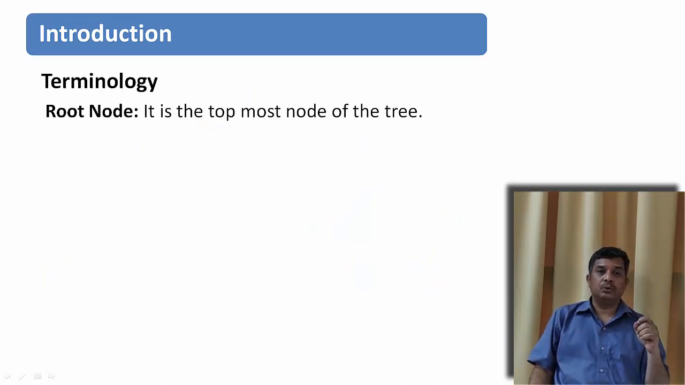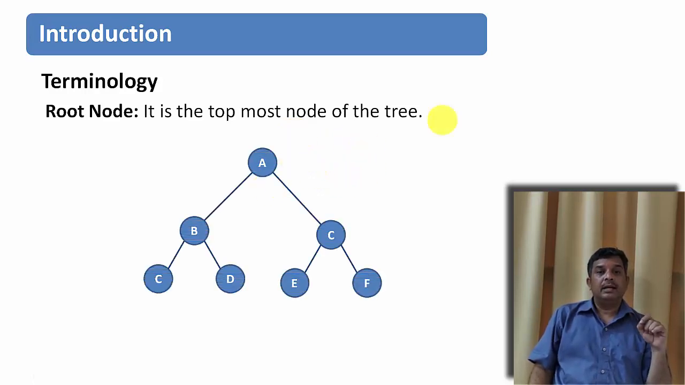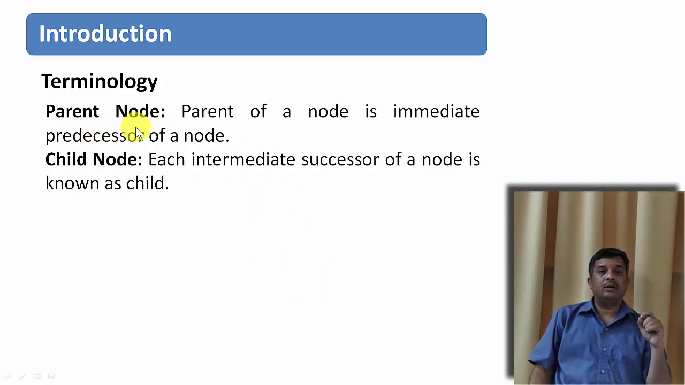Then what is a root node? The topmost node is known as the root node. Now as I gave you the example of your grandfather, the grandfather can be the root node of a particular family tree. So here in this tree I can say node A is the root node. One more term is parent node. The parent of a node is the immediate predecessor of the node, and similarly child node. A child node is an immediate successor of a node.